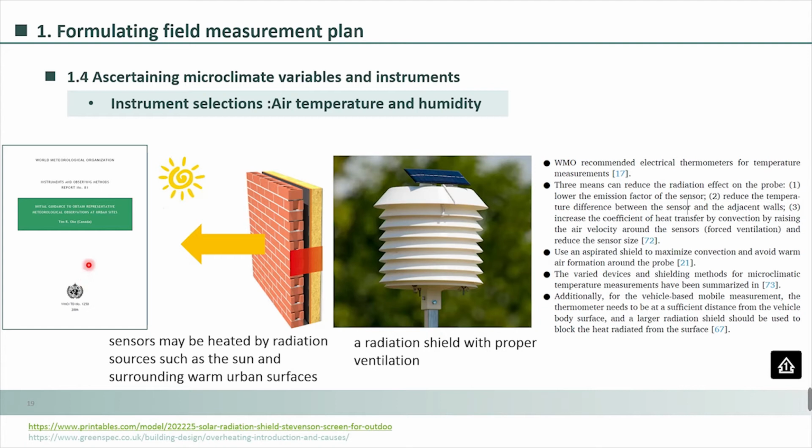TRO mentioned in his guideline that the sensors used in general meteorological stations are appropriate in urban areas, including their accuracy and response characteristics. But when you put your thermometer in an outdoor environment, the temperature and humidity sensors may be heated by radiation sources such as the sun and the surrounding warm urban surfaces. Under an extremely unfavorable condition, the air temperature could be overestimated by up to 25 K.